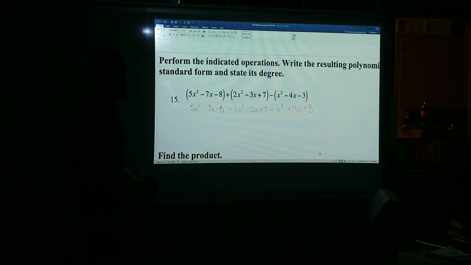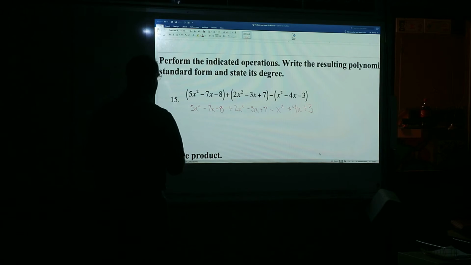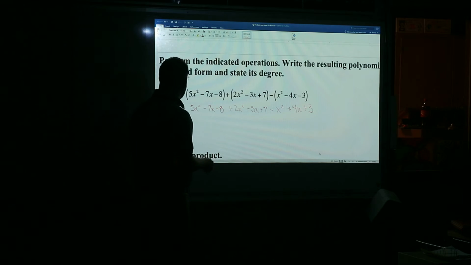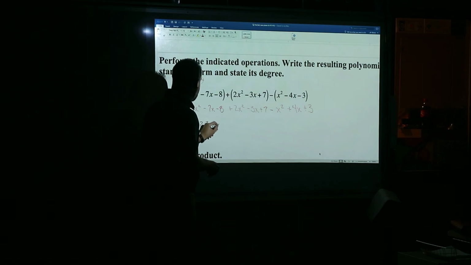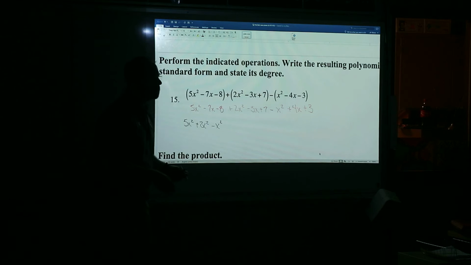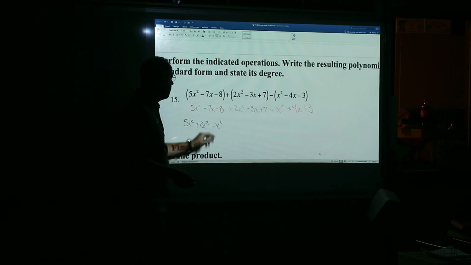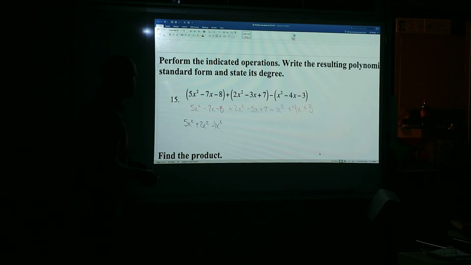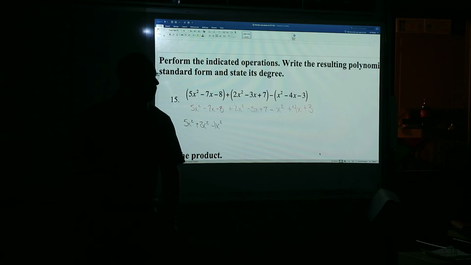I would rearrange this to move all the x squared terms next to each other. So put the 5x squared, that positive 2x squared and the negative x squared, I'll move those next to each other so I can actually see what math I'm doing there. That's -1, by the way. And then I'll move the x's next to each other and the numbers. Okay. Does that make sense? Like how I want you to do it?